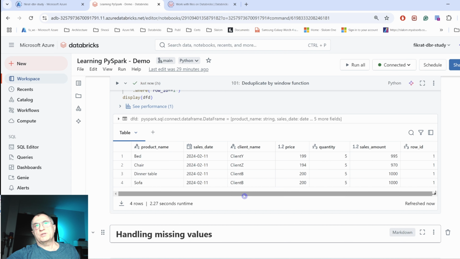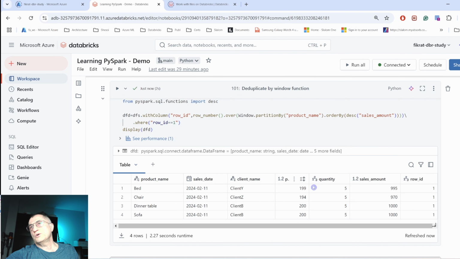So this is the result. For each product, I had many different rows with different row IDs. However, by filtering out only one row, I can achieve the deduplication effect.